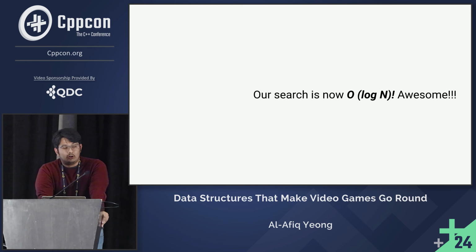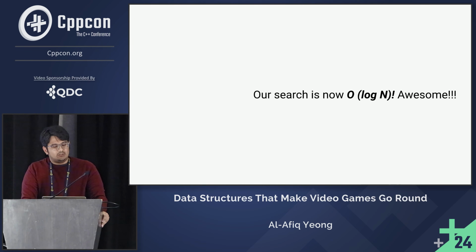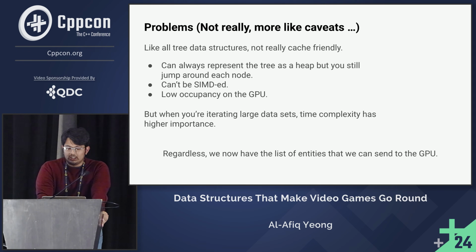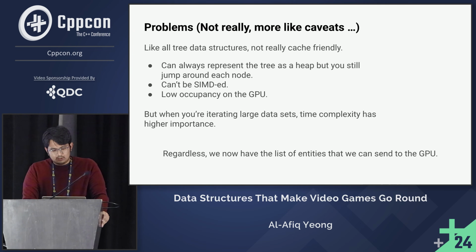And now our search is O(log n). Pretty cool, right? But there is a problem with using quadtrees. Like all tree data structures, a quadtree is not really cache friendly. You can always implement the tree as a heap, but you still get a lot of jumps around each node. It can't really be SIMD'd because it's a tree data structure. And if you were to do it on the GPU, you get low occupancy because of all the branching. Even though modern GPUs are quite good with branching these days, ideally you still do not want to do it.